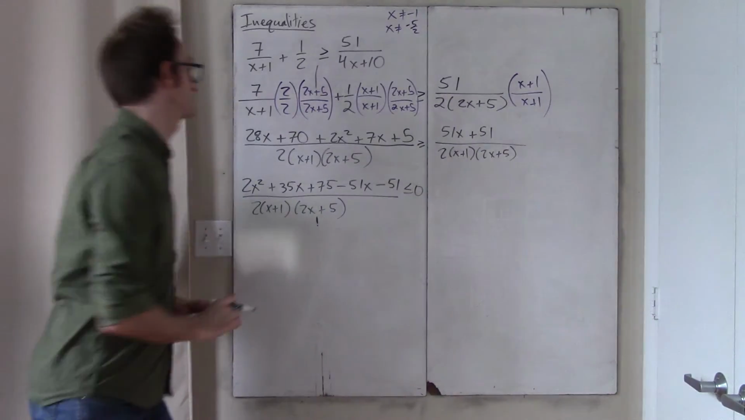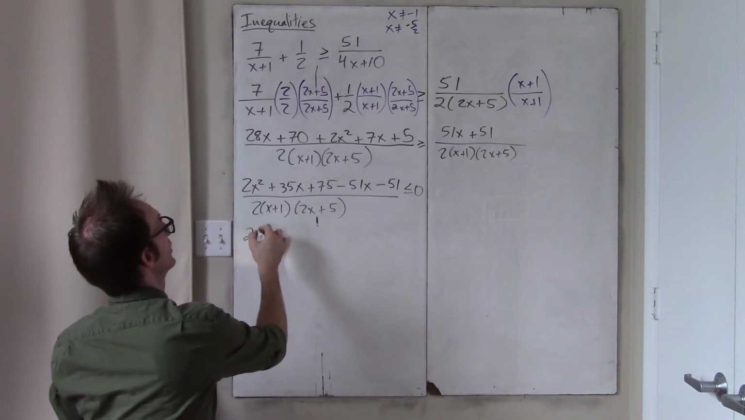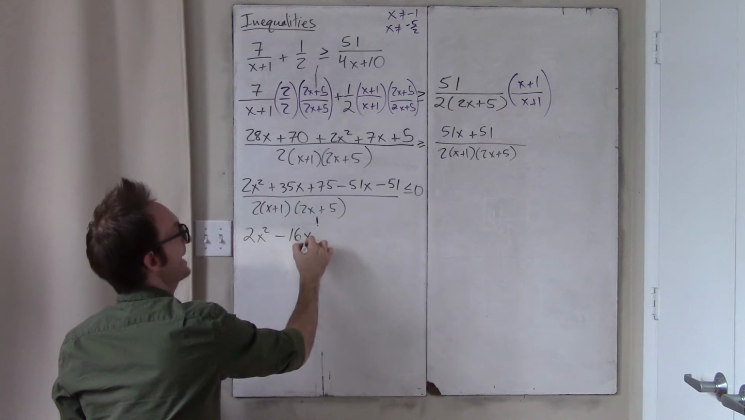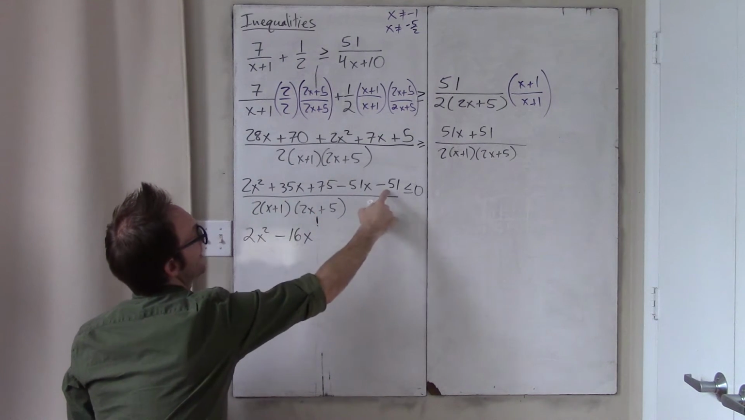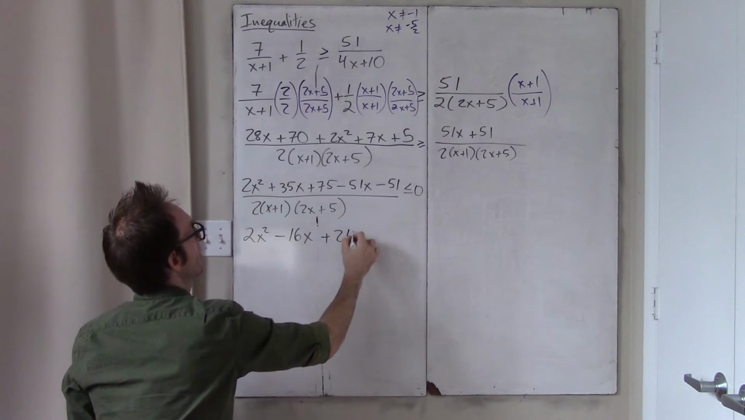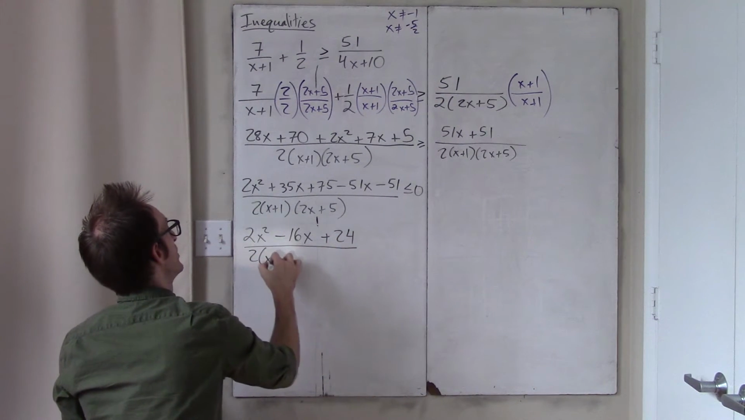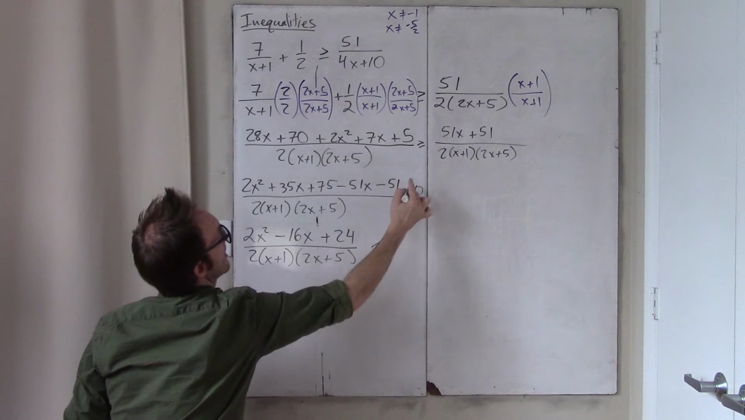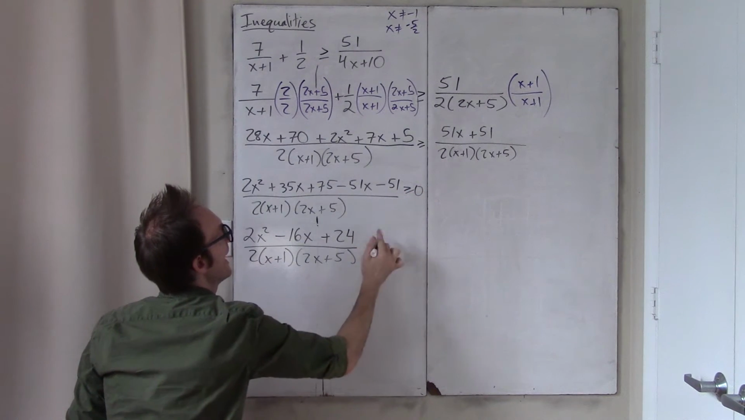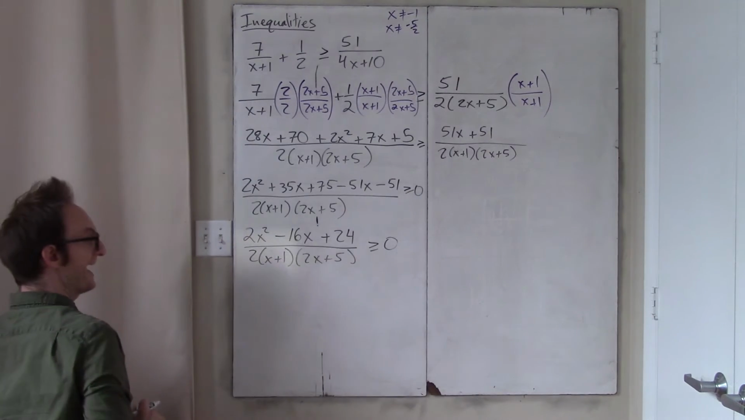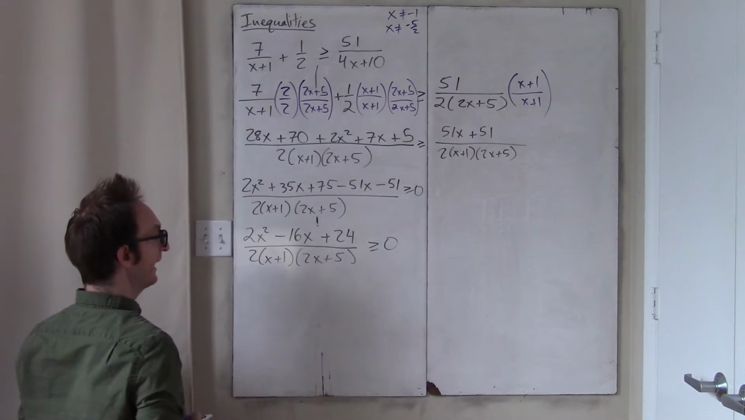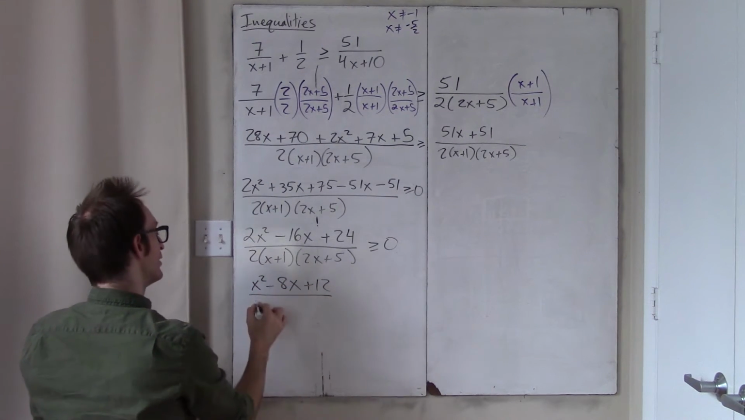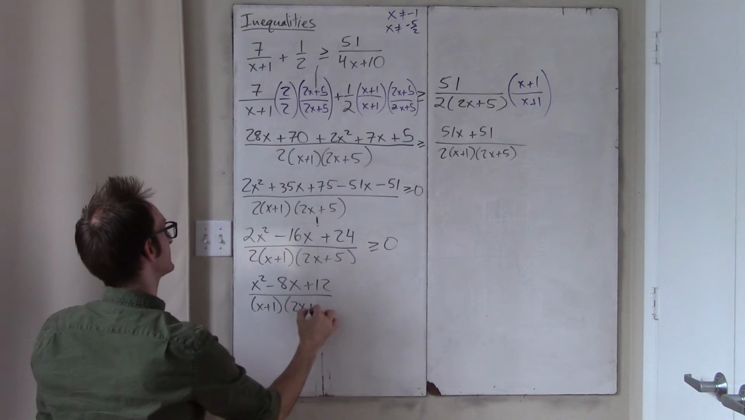Okay, continuing to simplify, what do I get? 2x squared, 35x minus 51x, that's minus 16x. 75 minus 50 would be 25, and minus another one would be minus 24, so plus 24. All over 2x plus 1, 2x plus 5. That should say greater than or equal to 0. So this is just total algebra. I can even divide the top and bottom by 2, so that will give me x squared minus 8x plus 12 over x plus 1, 2x plus 5.